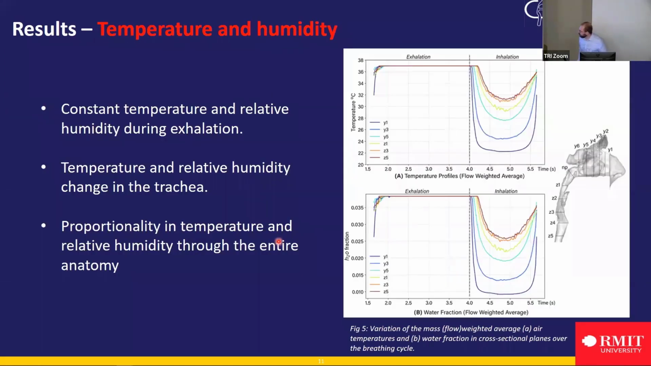So having a look at the temperature and humidity, we can see that they're proportional to each other, as we would expect. We have isothermal temperature and humidity during exhalation, but we do have changes in temperature and humidity during this inhalation zone, even as low as this C5 plane, which we can see in the red here, which indicates that we don't have alveolar conditions yet.